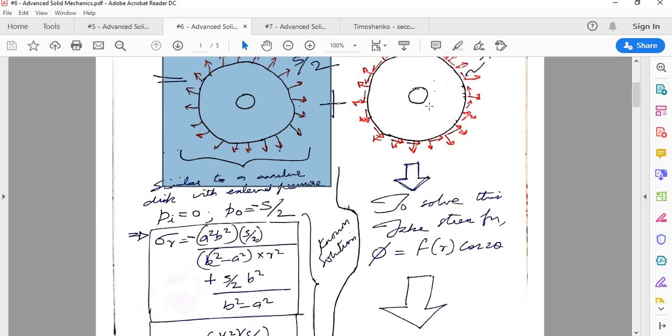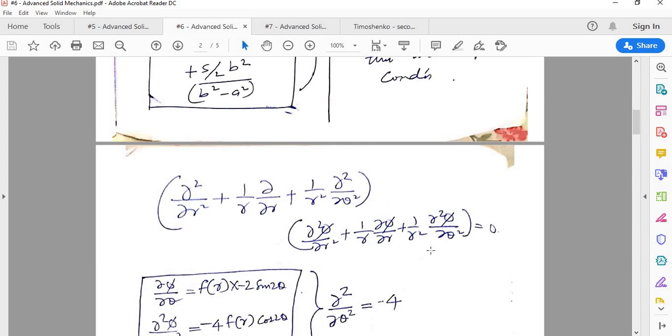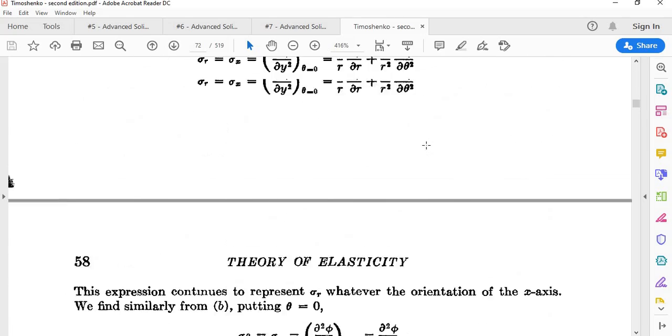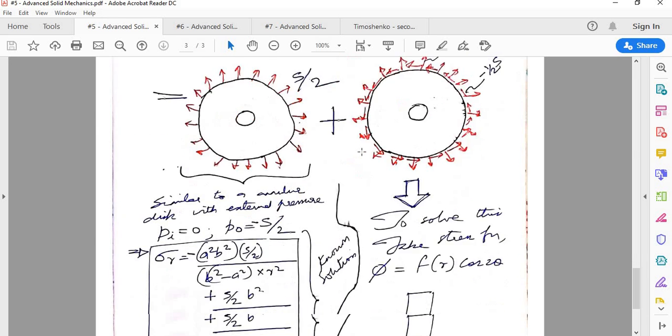Now I can also ask, based on this derivation, what is this? This is nothing but the compatibility condition that needs to be satisfied in polar coordinates. So I can ask you maybe a 1 mark question: what is the compatibility condition in polar coordinates? This is the equation that we had seen much before. Yeah, this one, right? So that is that.